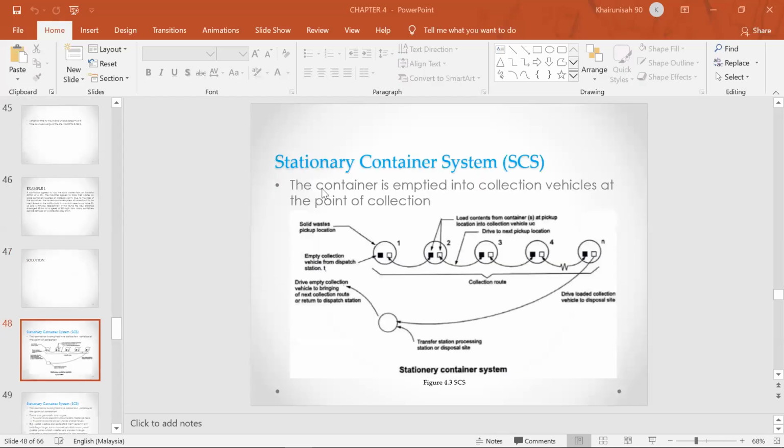SCS. SCS, in which the container is emptied into collection vehicles at the point of collection. And you can see from this diagram how the SCS looks, where they need to complete all the areas, and afterwards they need to haul it towards the S, which is the transfer station, processing station, or disposal site.